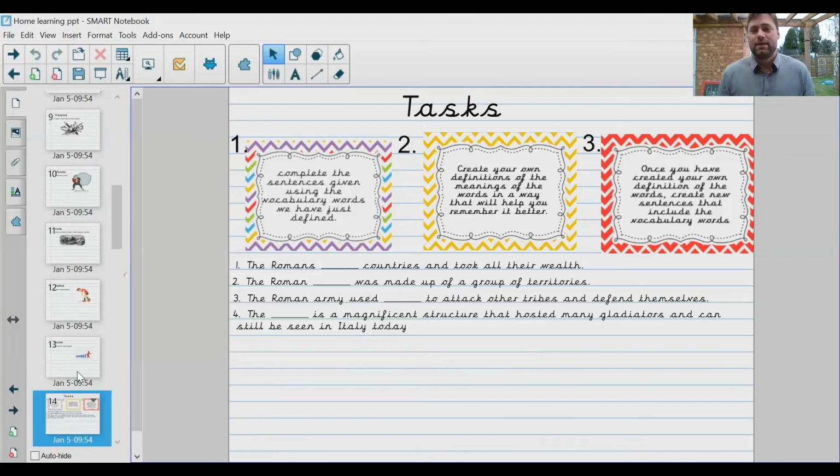And task number 3, once you have created your own definitions, can you then put them into new sentences, not the ones that are here on the screen, but make up your own sentences with those words in them. This task is all about vocabulary today, so good luck. You can obviously use dictionaries, use the internet to help you make your sentences. But good luck with that, and we will gather our thoughts on this in the live lesson.